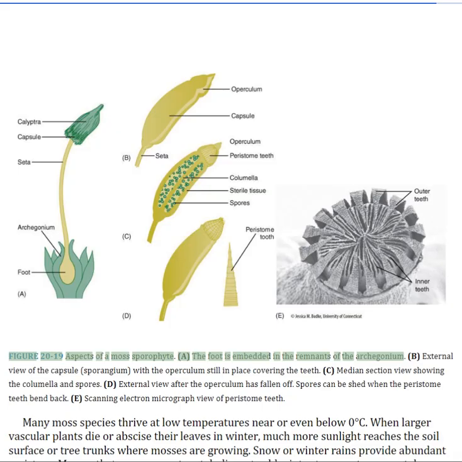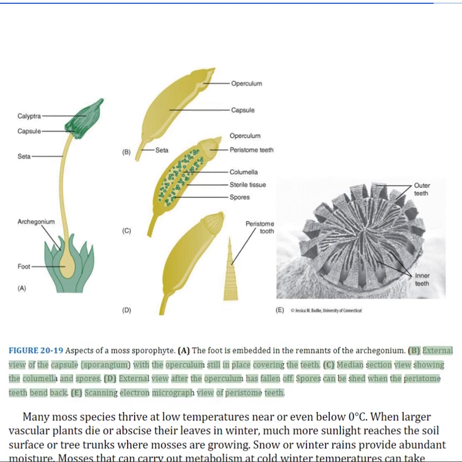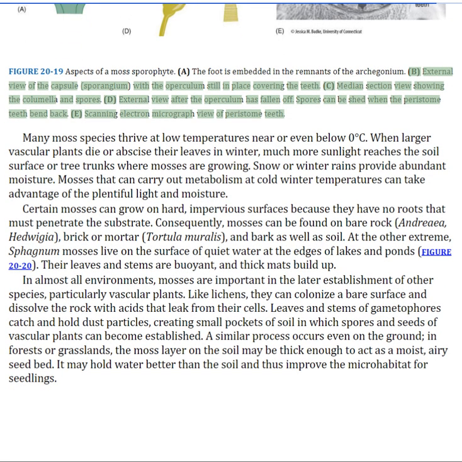Figure 20.19. Aspects of a moss sporophyte. The foot is embedded in the remnants of the archegonium. External view of the capsule with the operculum still in place covering the teeth. Median section view showing the columella and spores. External view after the operculum has fallen off. Spores can be shed when the peristome teeth bend back. Scanning electron micrograph view of peristome teeth.